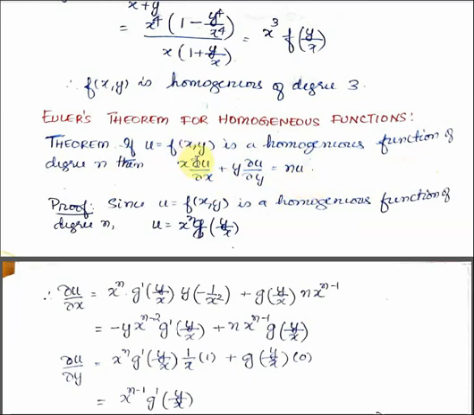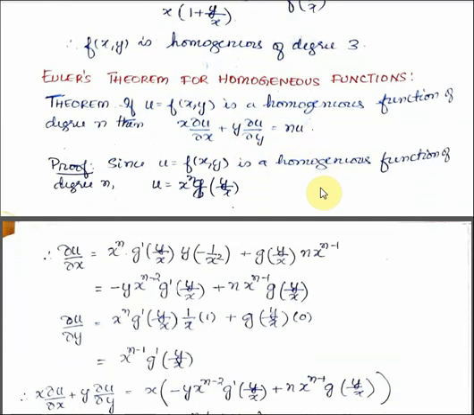n into u. I can take the partial derivatives of u with respect to x and y. For the partial derivative with respect to x, I will multiply by x. For the partial derivative with respect to y, I will multiply by y. And then add both of them. The value I get is the degree of the homogeneous function into the function itself. This is the Euler's theorem.